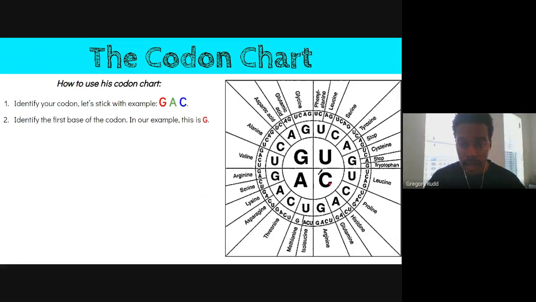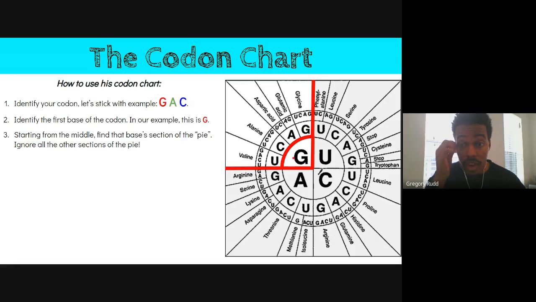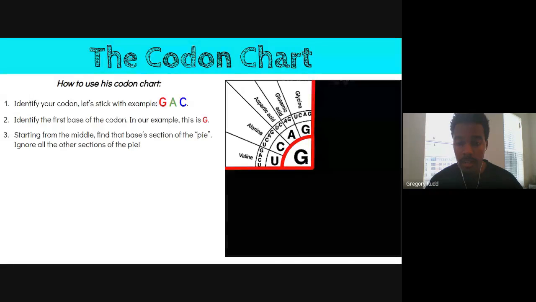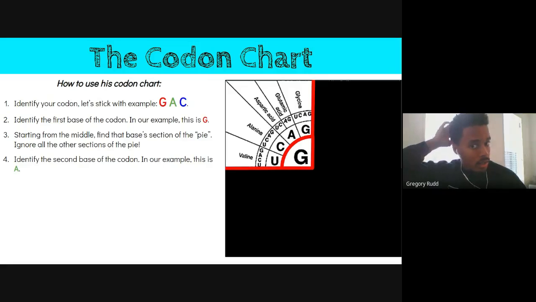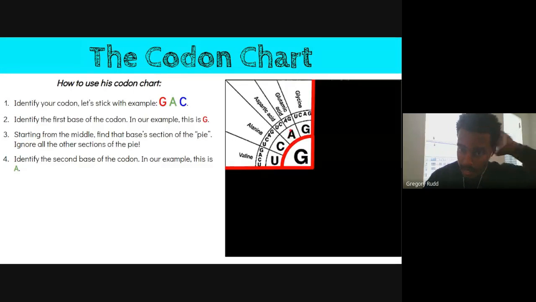Top left. Okay, so I'm starting in the middle and I'm moving outwards. Now, Anthony has told us that our first letter is G, which means that I should only be looking in that section there. Nothing else matters. I can literally ignore it. So now I'm only looking at a quarter of the pie, and I can ignore everything else. Anthony, what's my second letter in the codon? A. So should I be looking here then? No. Should I be looking here? No. Should be looking right here, exactly.